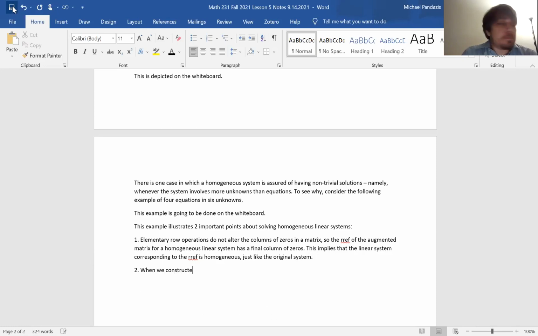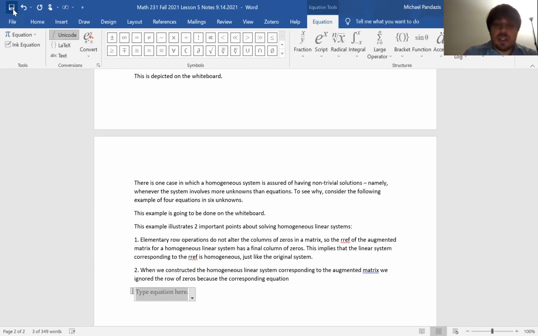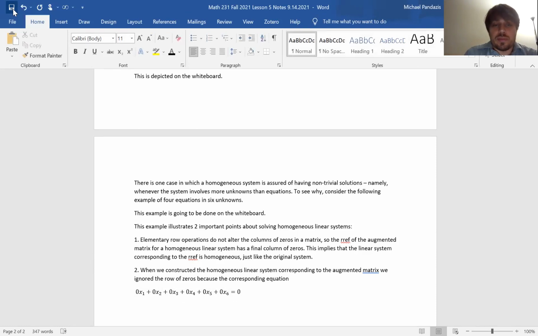Second, when we constructed a homogeneous linear system corresponding to the augmented matrix, we ignored the row of zeros because the corresponding equation, which was 0x1 plus 0x2 plus 0x3 plus 0x4 plus 0x5 plus 0x6 is equal to 0, does not impose any conditions on the unknowns.